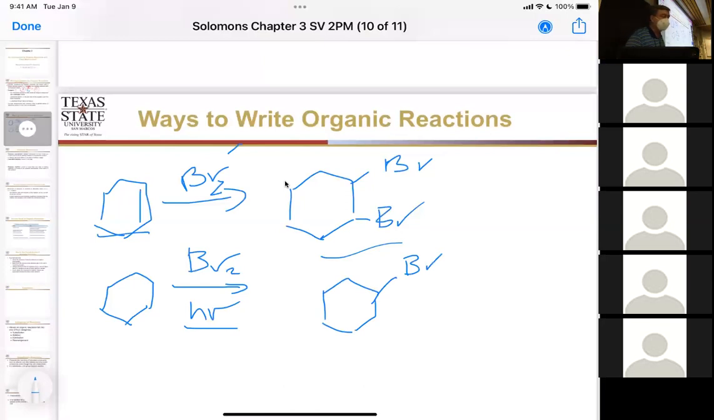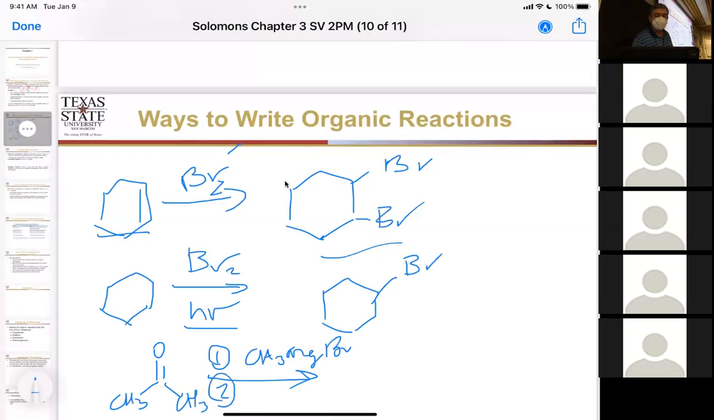You can also have things like CH3, CH3, and we're going to say a 1 here, MeMgBr, and a 2, H2O. When you see this, what it's telling you is this compound is going to react with this reagent first. When it's done reacting, it's going to react with this reagent second.